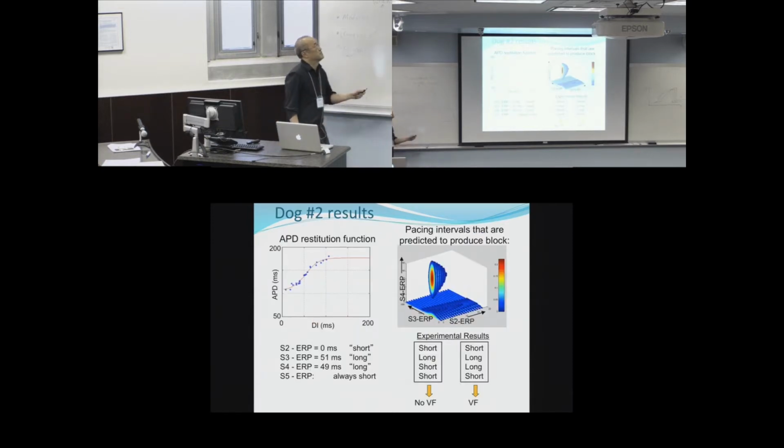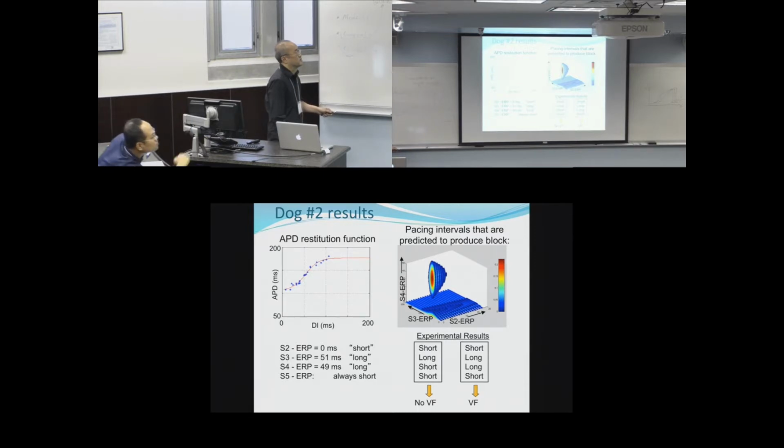Here's another example from another dog. In this case, the curve looked like this. It had an S shape instead of just a simple exponential type of curve, and that produced a very different looking prediction for which intervals should produce block. So in this case, the block should occur right here, and this corresponds to short, long, long, short with these diastolic intervals.